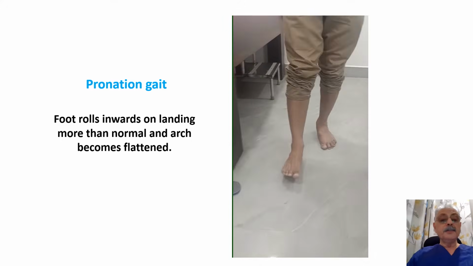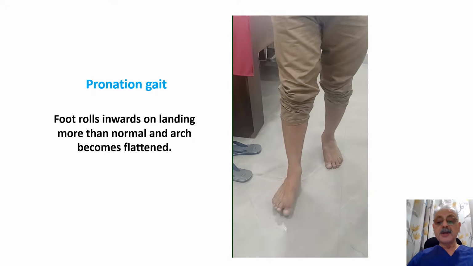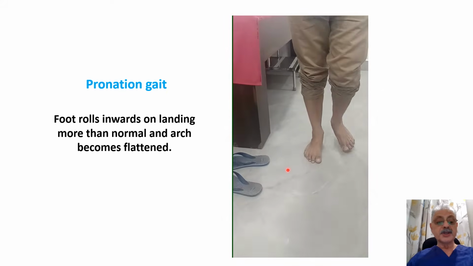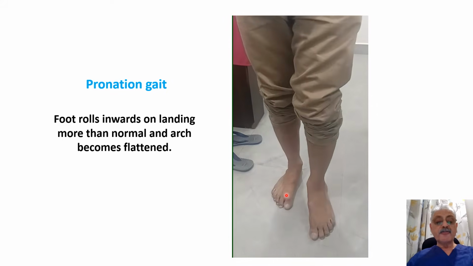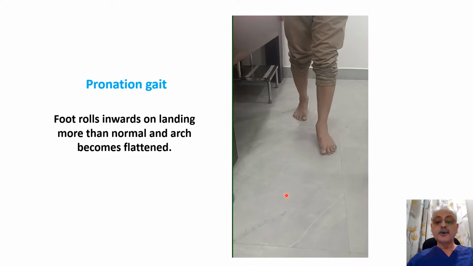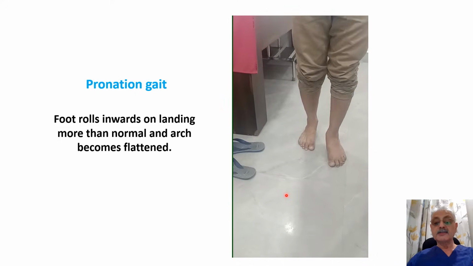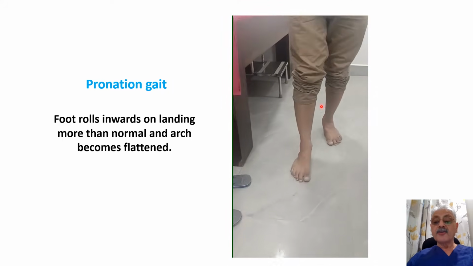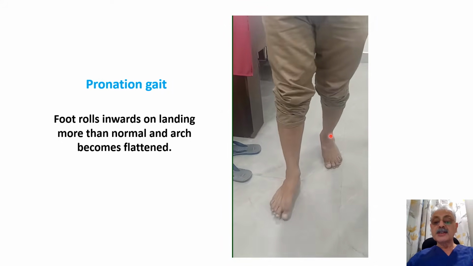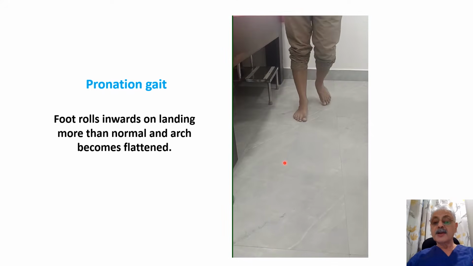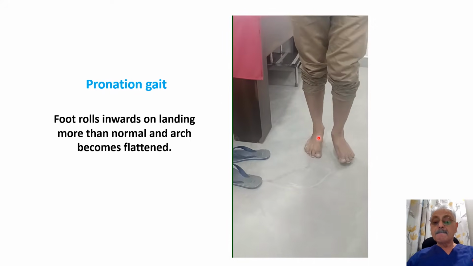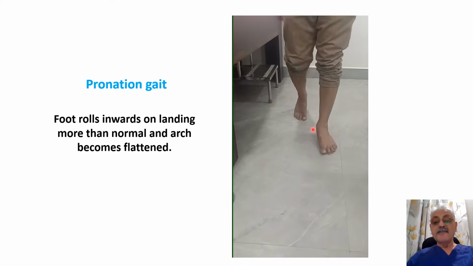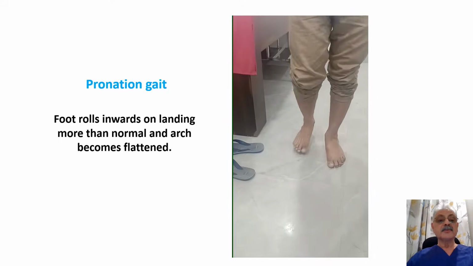It is equally important to appreciate whether the patient is walking in a pronation gait or a supination gait. In pronation gait, the foot rolls inwards on landing more than normal and the arch becomes flattened. If you have a look at the left side of the foot, you see the foot is getting rolled inwards as compared to the right side. Kindly appreciate on the left side that the patient is having a pronation gait.